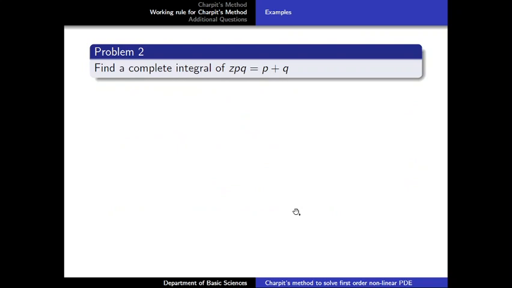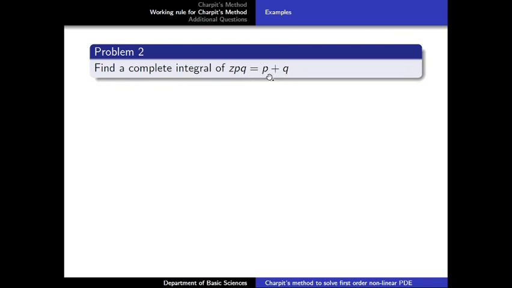Let us discuss another problem. Find a complete integral of zpq equal to p plus q. As we have seen, we are using Charpit's method to solve non-linear first order partial differential equations. We can observe that this partial differential equation is of first order because the equation contains only the first order partial derivatives p and q.